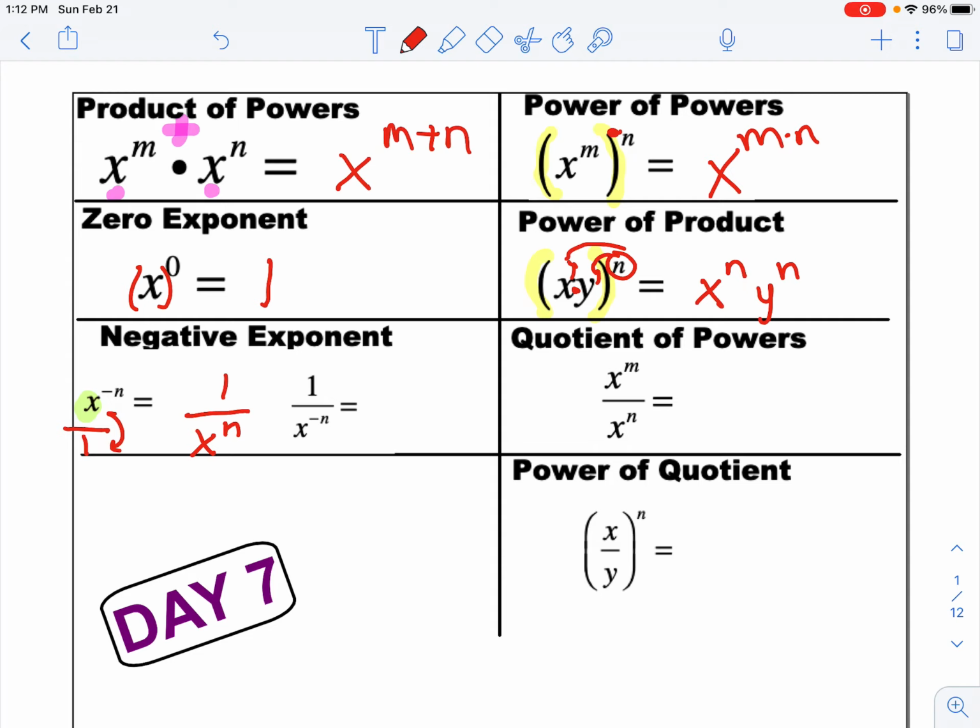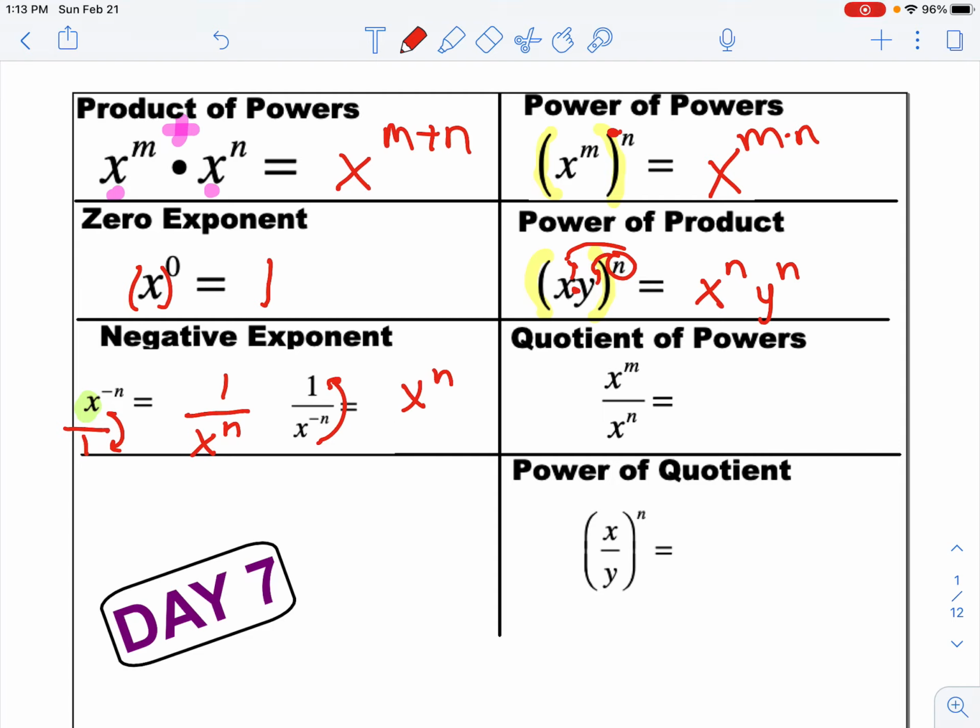And so when you have the second example, if x to the negative n is on the bottom of the fraction, now it is going to come up to the top of the fraction and become x to the positive n power. And you could put it over 1, but we don't need that.